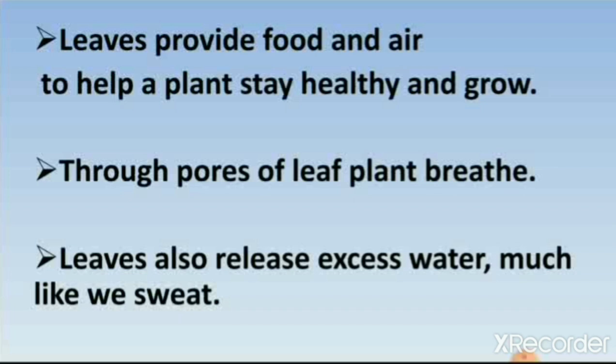Plants breathe by leaves. Leaves also release excess water, much like we sweat. So if you are watering a plant and you give more water than it needs, then the leaves release this water. That's why leaves are a very important part of the plant. So this is the work of leaves in the plant.